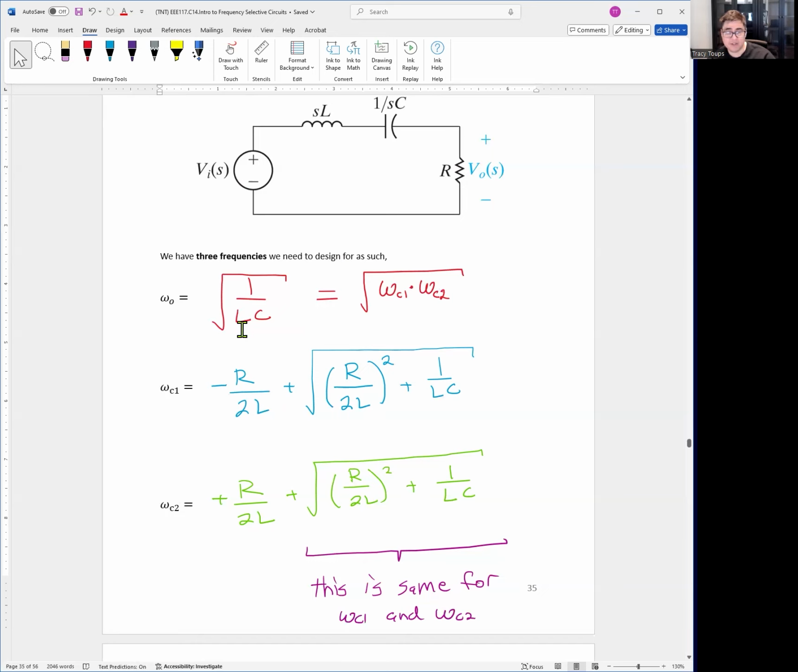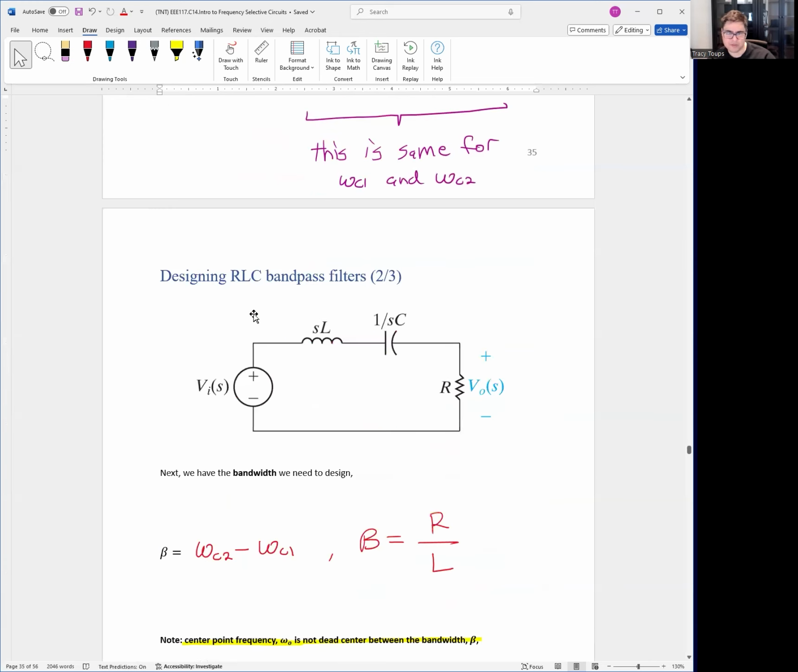Right. So either from R, L, and C you can figure out cutoff frequencies, or you have cutoff frequencies 1, 2, 3, and you need to figure out R, L, and C. You could do either one of these. We're going to do a couple examples just to show you the number crunch.